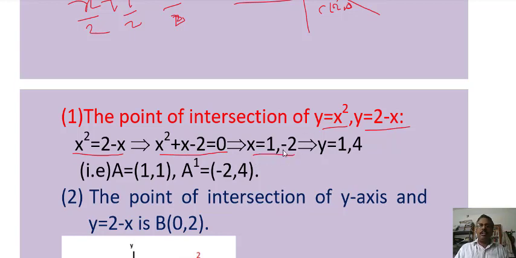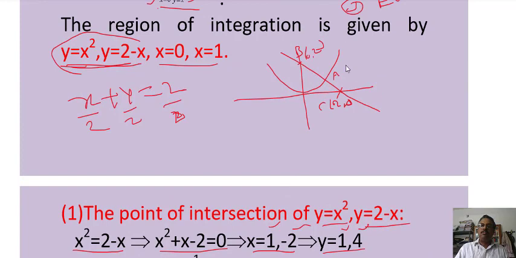If you substitute the x value in either equation, you will get y equals 1 and 4. So when x equals 1, y equals 1, and when x equals minus 2, y equals 4. So the first point of intersection is 1, 1, and the other point of intersection is minus 2, 4. Extending this line and the parabola gives another point of intersection, but that one is not required.